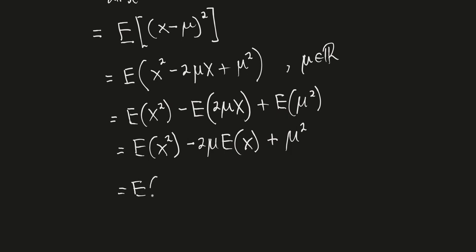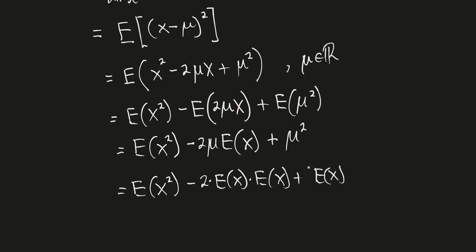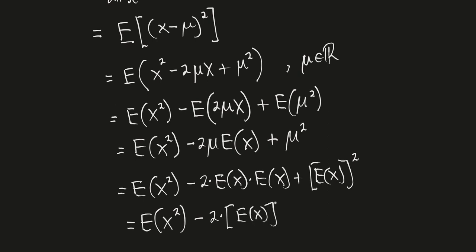So I have the expected value of x squared minus 2 times the expected value of x times itself, right? And then plus the expected value of x, that quantity squared, right? Well, now I can definitely see how this simplifies, and I'll do it over 2 more lines. So we have the expected value of x squared, and then I have minus 2 times, well, E of x times E of x is E of x, that quantity squared.